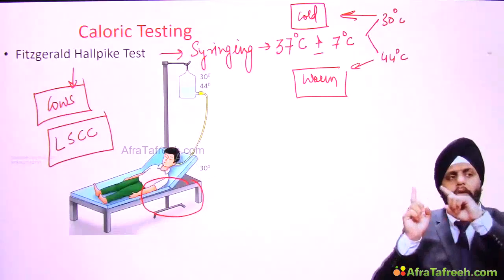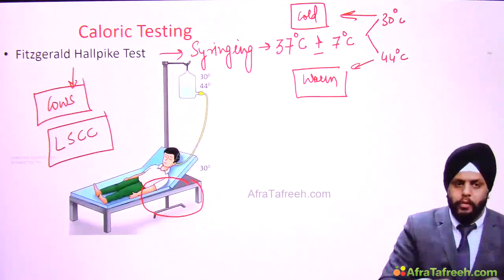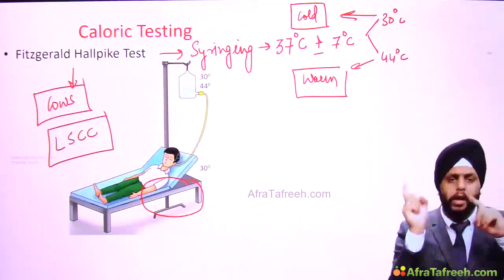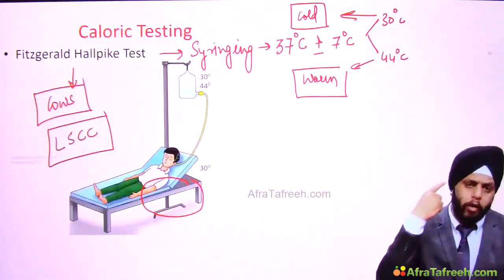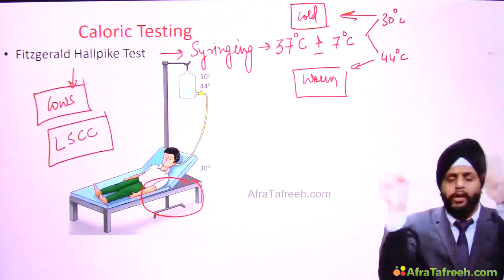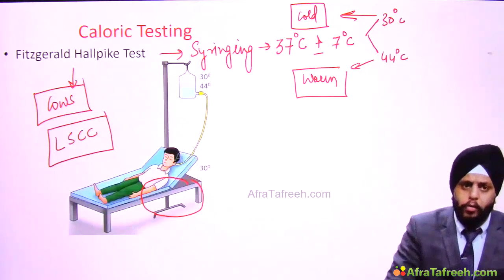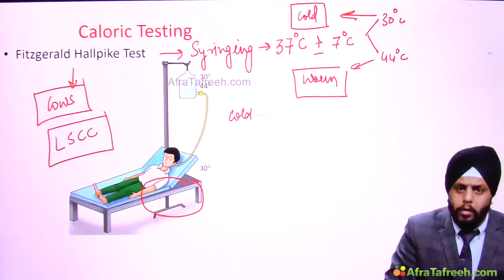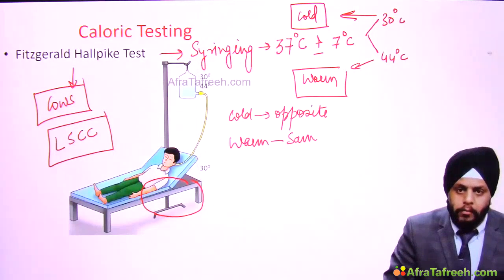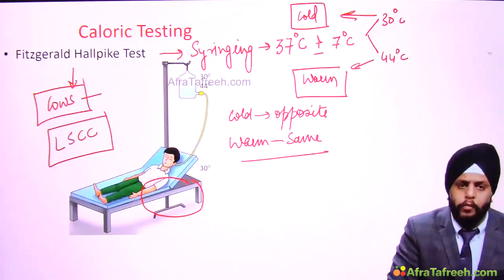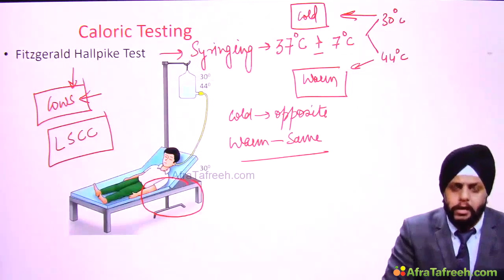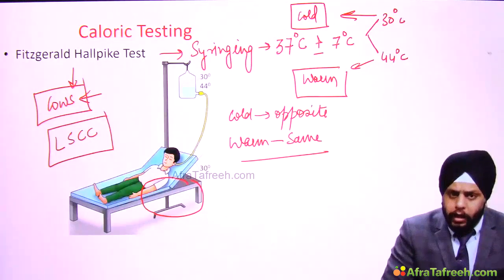Now if you give a cold stimulus, then nystagmus is towards the opposite direction. The fast component is towards the opposite direction. If you give a warm stimulus, then nystagmus is towards the same side, towards the same ear. So cold, opposite, and warm, same side. Right? So COWS: cold opposite, warm same side. So that is the Fitzgerald-Hall-Pike test. Alright, it will give the nystagmus.